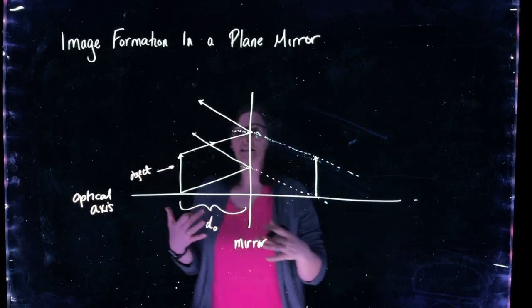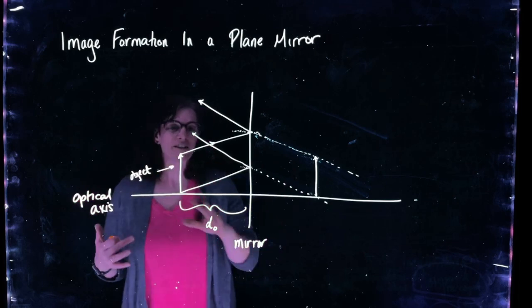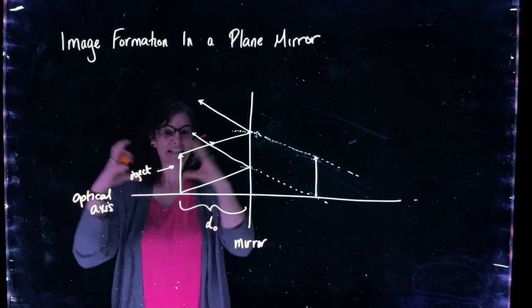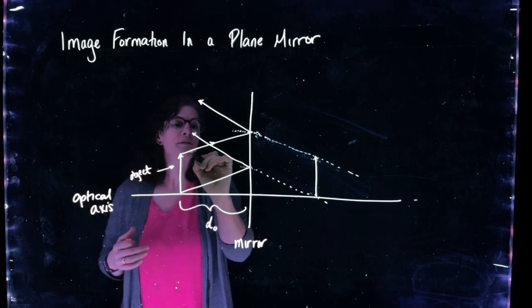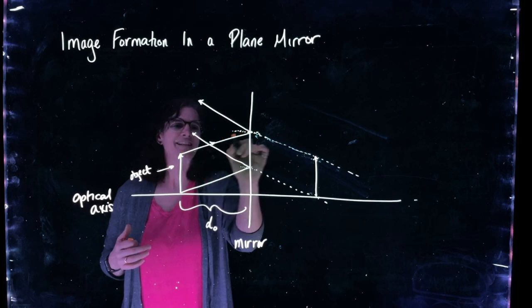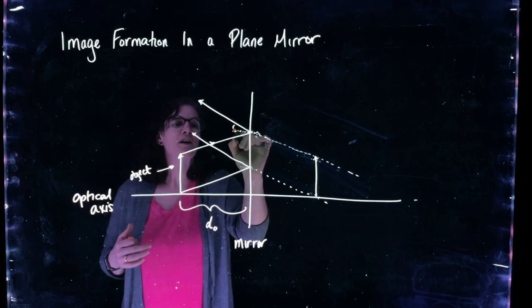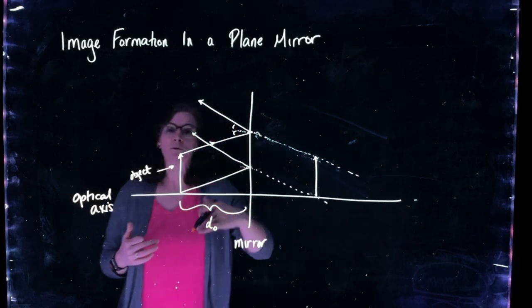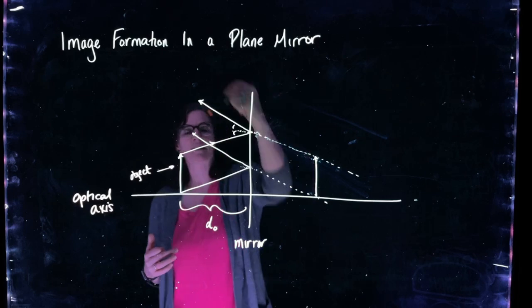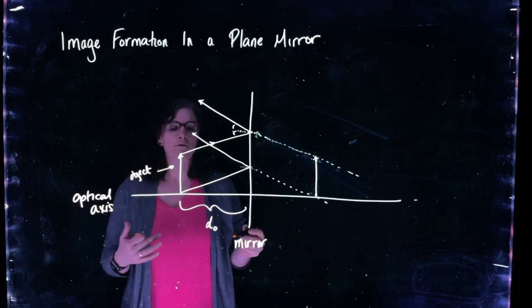Now we know that rays of light go out in all directions if this object is indeed a light source. They're going out in all directions, and one of those light rays is going to hit the mirror. And based on the law of reflection, our angle of incidence is equal to our angle of reflection, and so that ray of light, of course, bounces off.